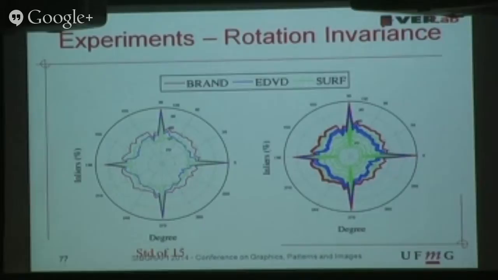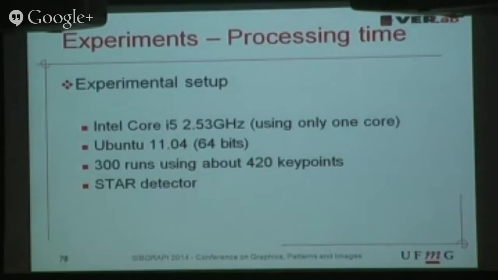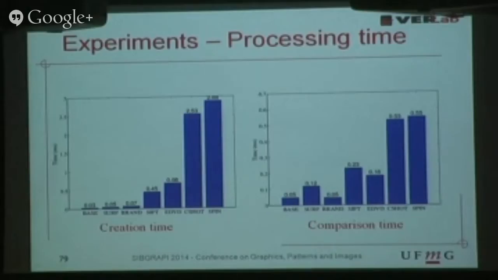Okay. As far as processing time is concerned, we ran this with this configuration, and of course, using the star detector. Remember, I mentioned to you the time to create and the time to compare. This is the time to create several of these descriptors, and this is the time to compare these descriptors. If you look here, you have BASE, SURF, and BRAND, and EDVD. EDVD, because it's more complex, takes longer to create. But nevertheless, it's way less than C-SHOT and even less than spin images.